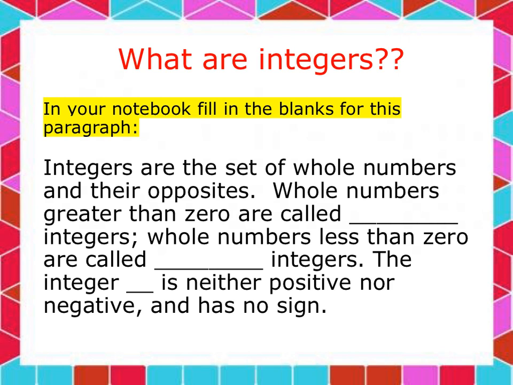Integers are a set of whole numbers and their opposites. Whole numbers greater than 0 are called positive integers. Whole numbers less than 0 are called negative integers. The integer 0 is neither positive nor negative and has no sign.